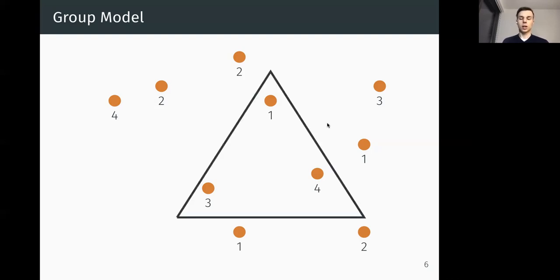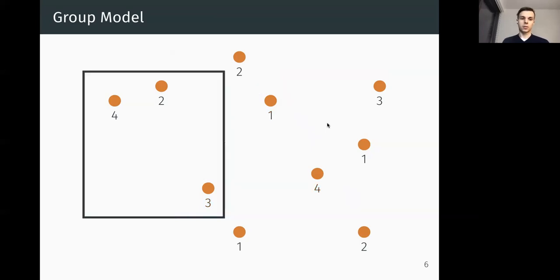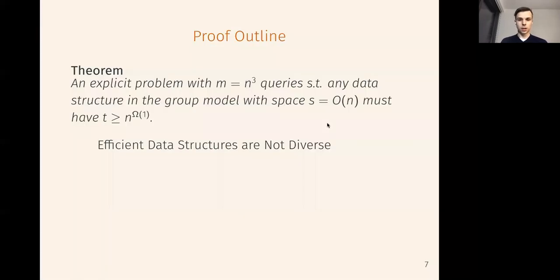So if such a query comes as a triangle, the data structure should be able to respond with 8, the sum of the numbers inside the triangle. And when such a rectangle comes, the sum of the numbers inside is 9, and so the data structure should be able to respond with 9. So how does our proof of the aforementioned theorem go?